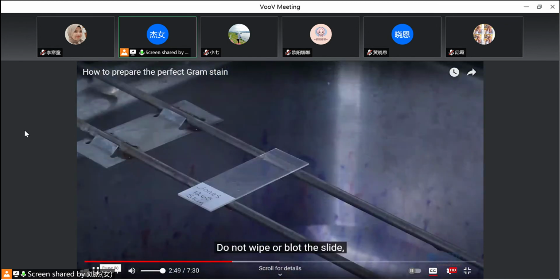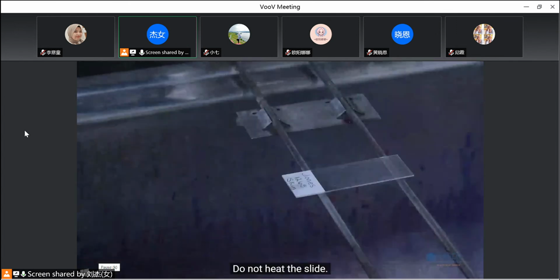Do not wipe or blot the slide. When you try to make the slide dry, make sure there are two sides of the slide. A slide has a front side and a back side, and you must make sure your sample is on the front side. Do not wipe the slide with a tissue, the tissue paper, otherwise it will remove your sample, as this can remove cells. So just let it dry by itself in the air. Do not heat the slide.